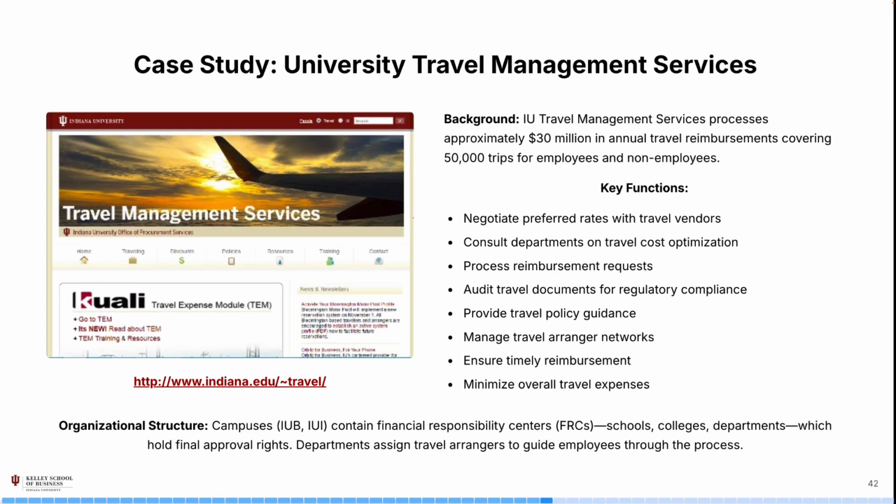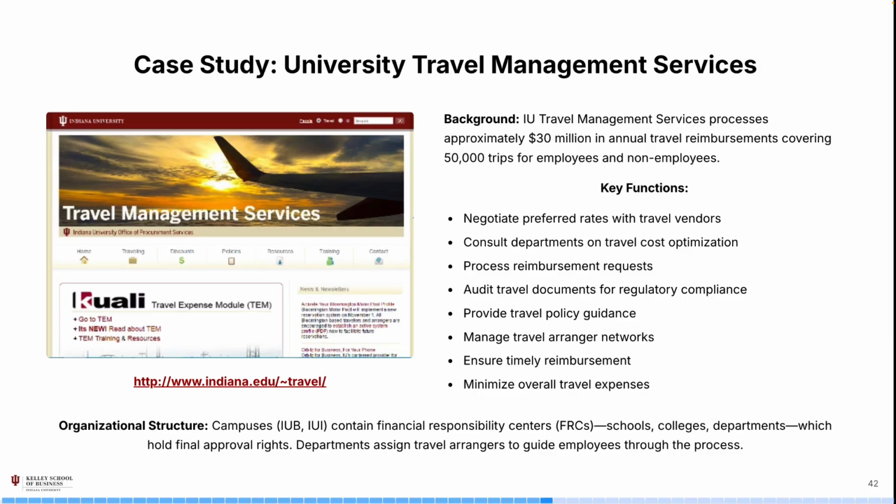To talk about the process, I would like to use a case study. Let's apply this to a particular case study at IU. This is IU's travel management service. At IU, they process roughly $30 million every year in travel reimbursement, and this covers over 50,000 trips. Their goals are to minimize expense, ensure compliance, and manage timely reimbursement.